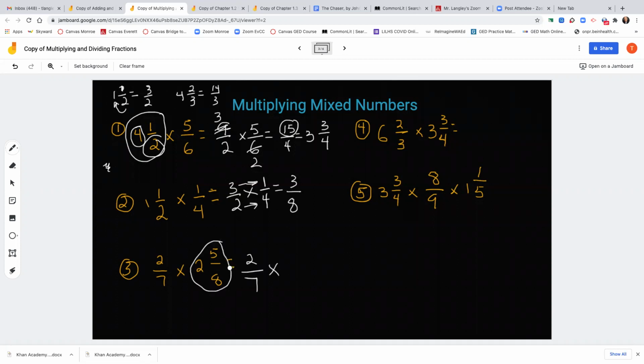I'm going to convert it to improper: 8 times 2 is 16, plus 5 is 21. Oh, this is nice. 21 over 8. Why is this nice? Because I get to cancel twice here. 7 goes into itself once, and it goes into 21 3 times. 2 goes into itself once, and 2 goes into 8 4 times. Multiply straight across and get 3 over 4. Final answer.